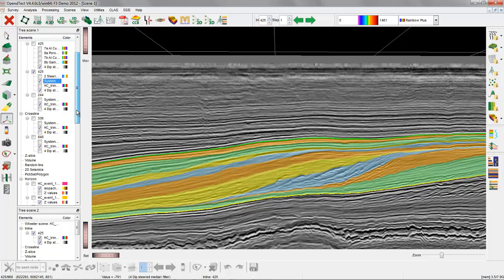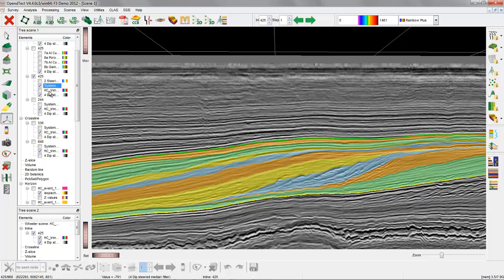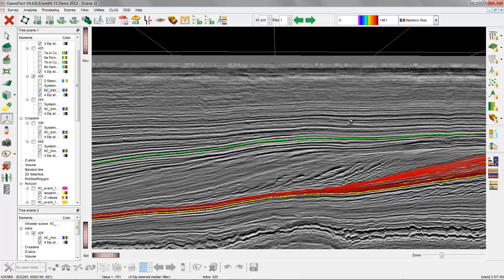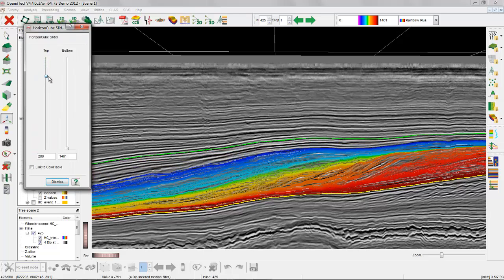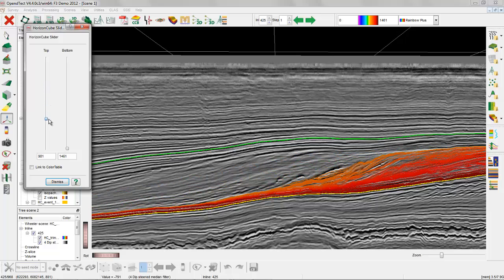And mapping these I'm doing again with the help of the Horizon Cube. So let's go back to my Horizon Cube and let's position my horizons such that I'm mapping out one of these bodies. So let me position one at the top of one of these slumps and also at the base of one of these slumps. So maybe something like this.